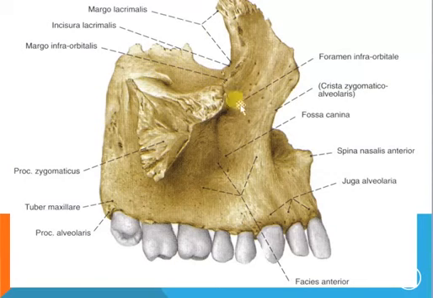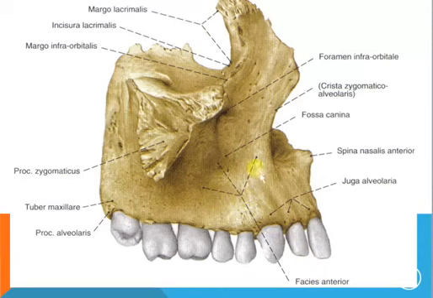Another view of the maxilla with the margo lacrimalis shown here. This is called the incisura lacrimalis. The margo infraorbitalis. Margo means border, so this is the infraorbital border that makes the lower border of the orbita. This is the processus zygomaticus. Another important landmark is the tuber maxillae. For the dentist, it's a really important landmark. And this is the processus alveolaris, which houses the upper teeth.